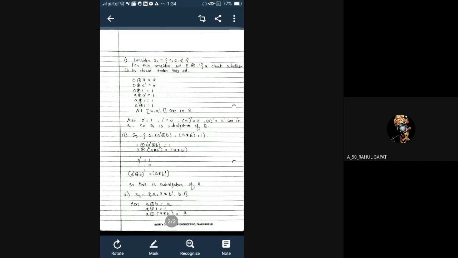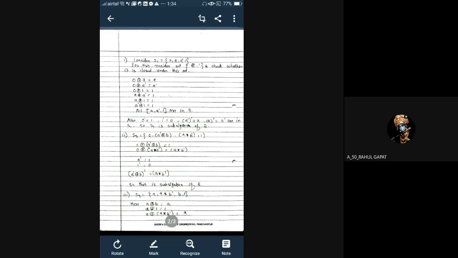If you consider these two elements, A star B, what is the answer for this XOR operation? A star B dash. Correct. So likewise we can check for any pair of elements. You will get an answer, and that answer will be present in this set S2. That's why we can say that S2 is closed under operation XOR.